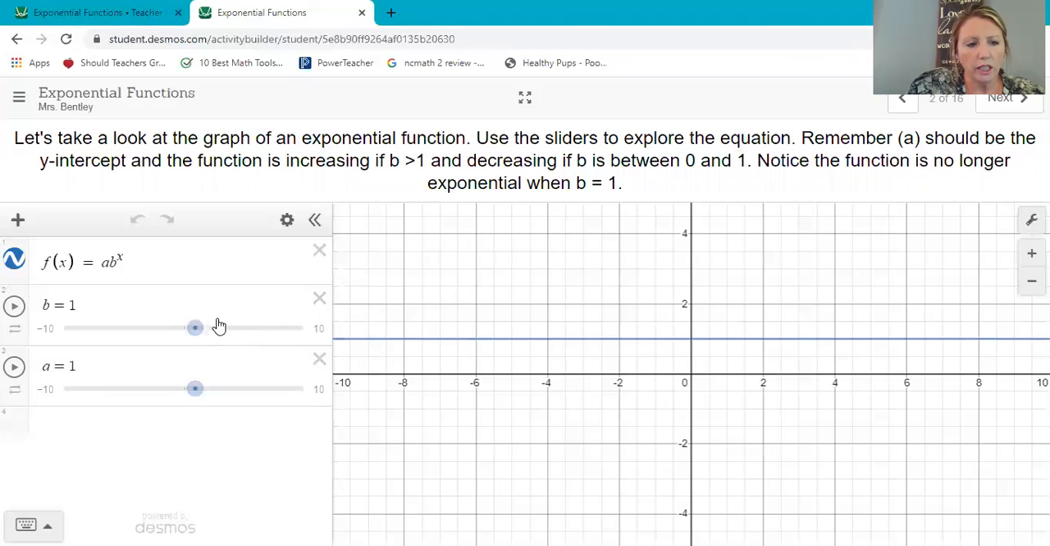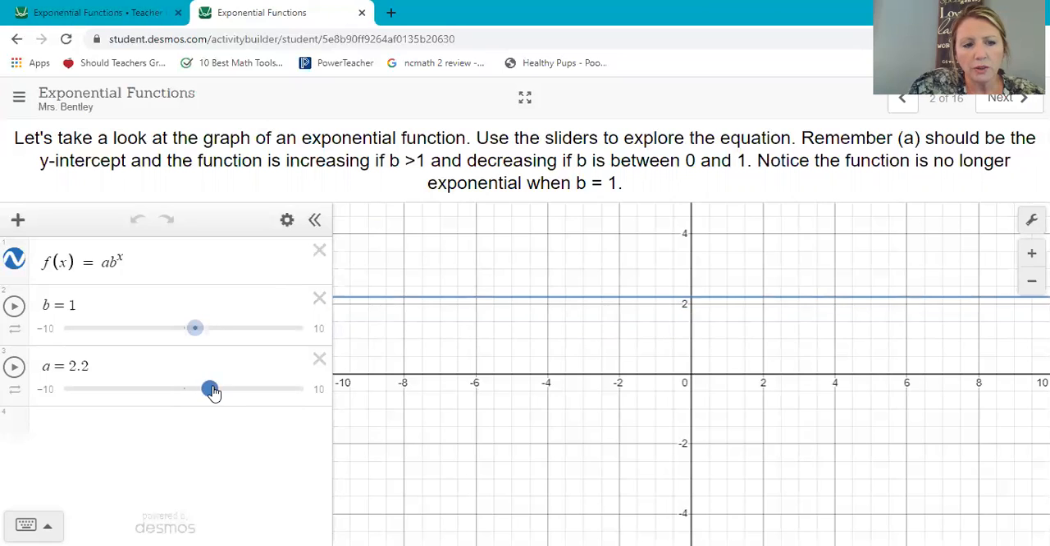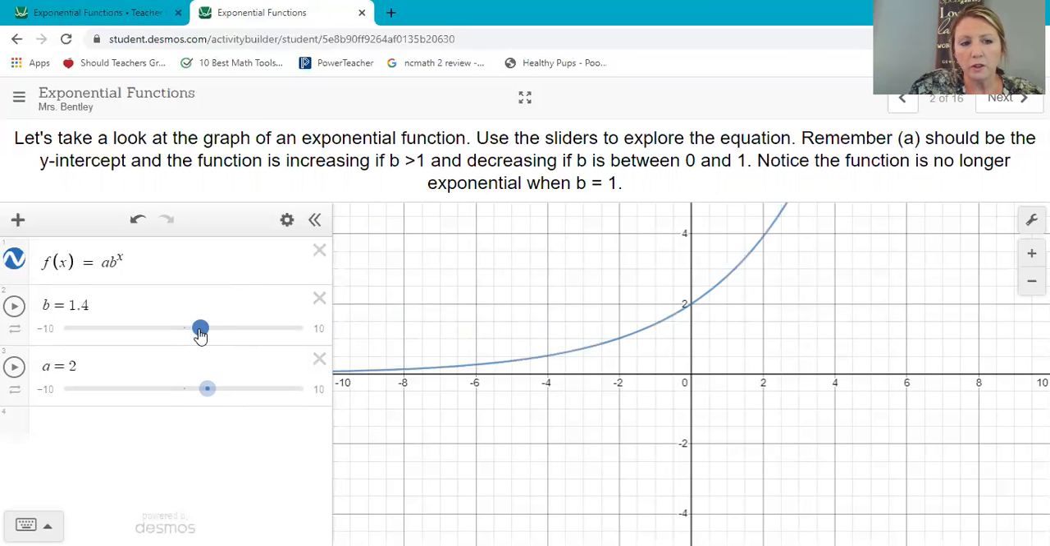Let's start with, okay, let's say our starting amount is 2. As I slide my A value to 2, you'll see that the line now intersects the y-axis at 2. Again, that's the initial starting amount, also the y-intercept. As I increase the B value, remember B cannot equal 1. If B equals 1, it's just a linear function. But notice as soon as I increase our B value greater than 1, we start to see this curve. And this is what the exponential graph is going to look like.